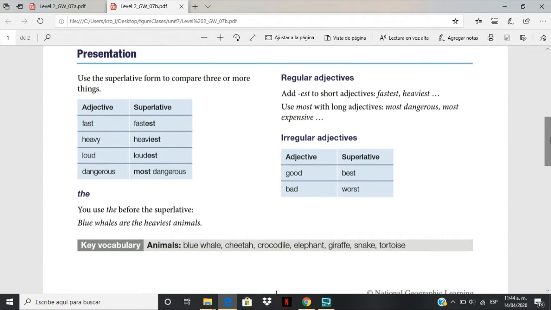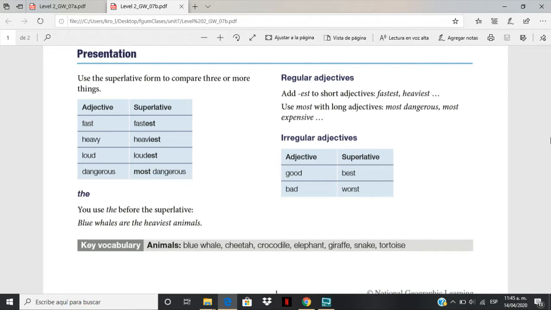Yes? Now, let's see. What happens when we talk about a group of things and then we refer to one or two or three things from that group? In that case, we have to use the superlative. It's like Superman. Superman, there is no one better than him. Yes, he's the best. He's the super. It's the same. So we're using here the superlative. So use the superlative form to compare three or more things.